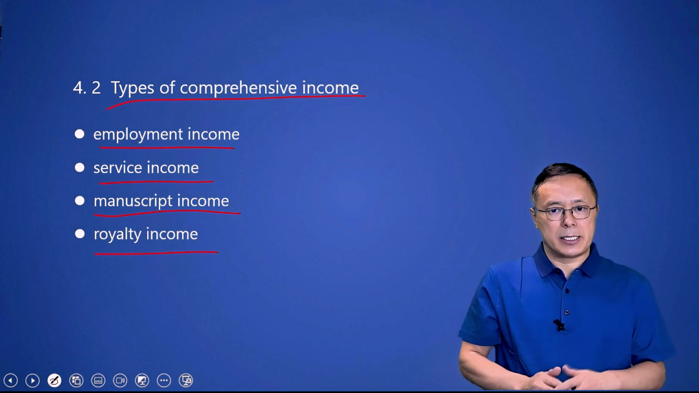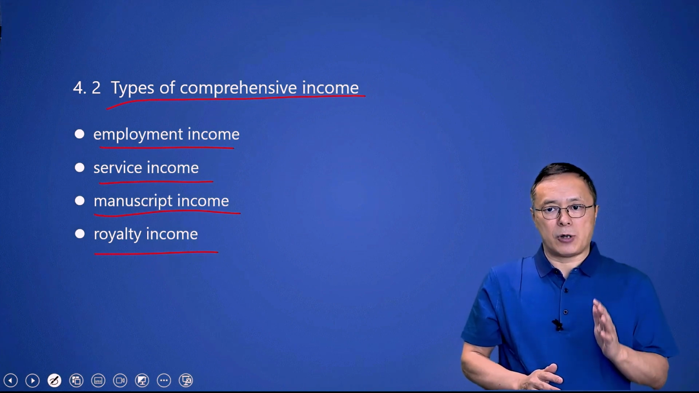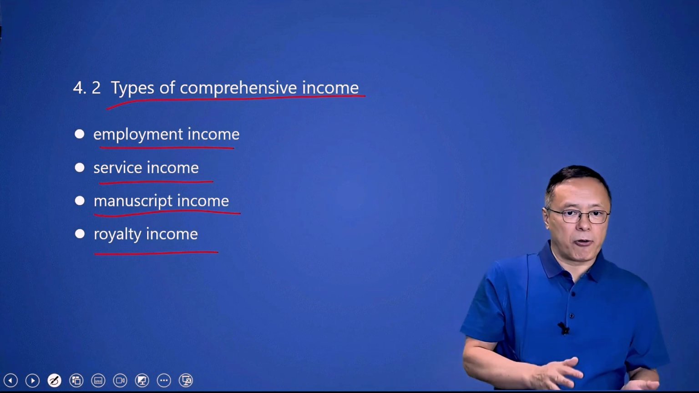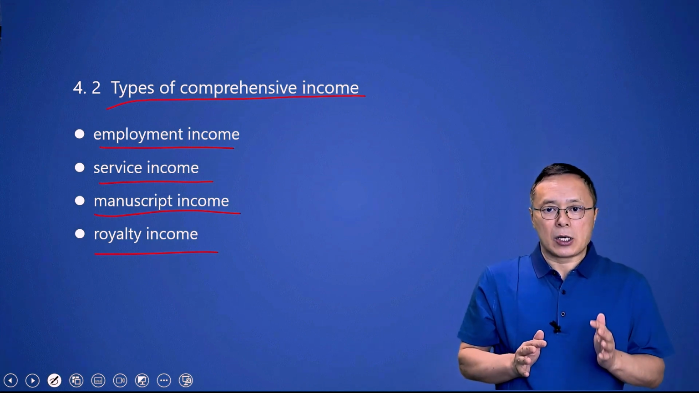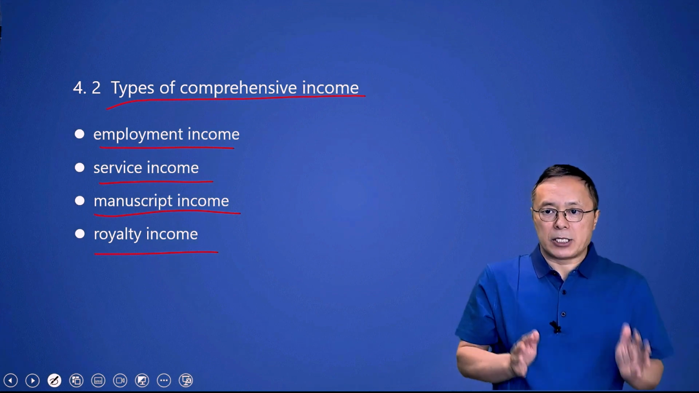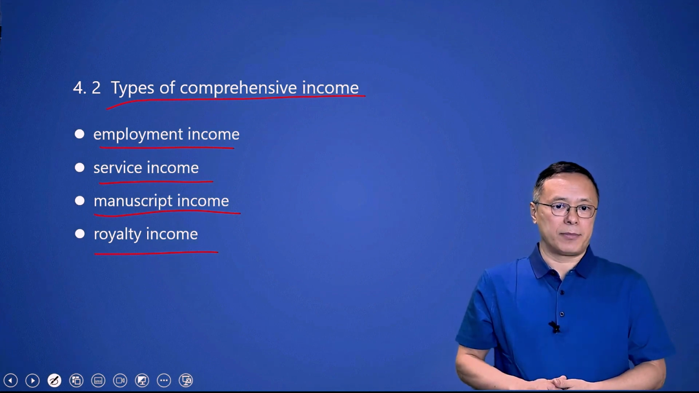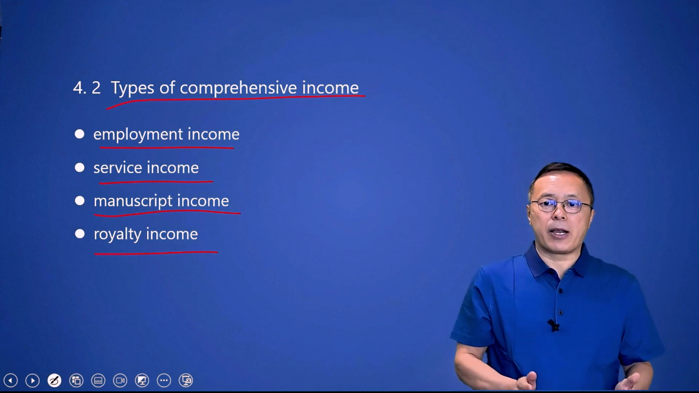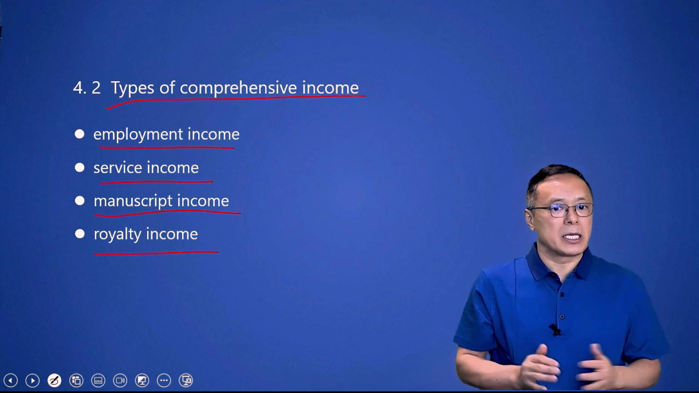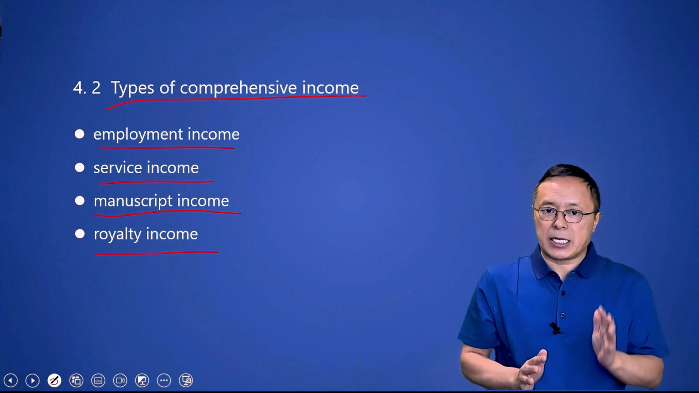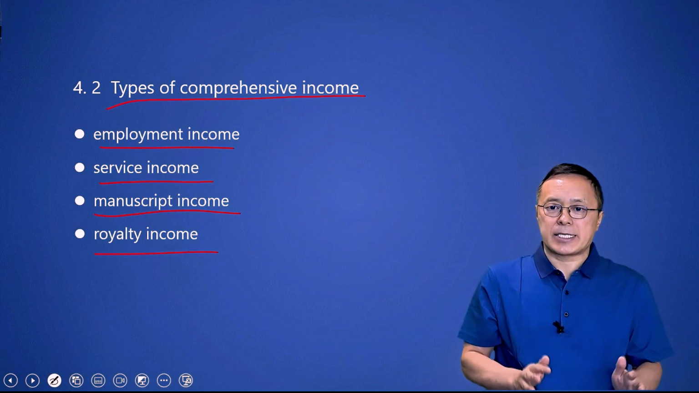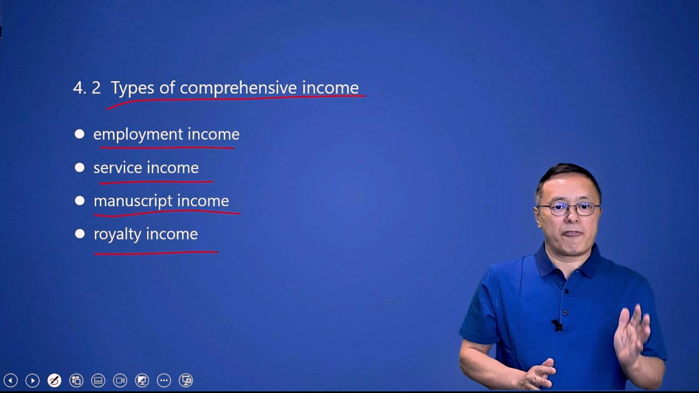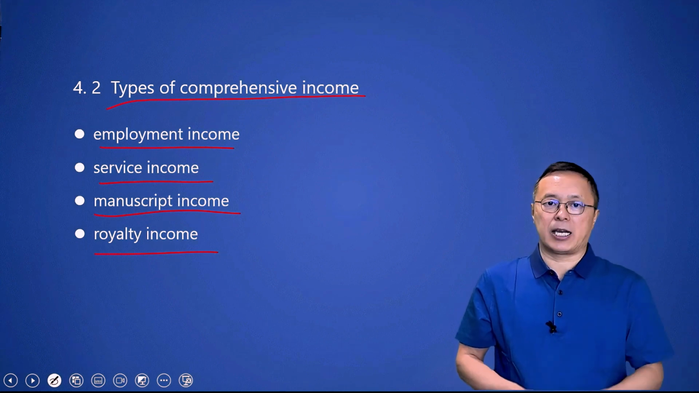Employment income, service income, manuscript income, and royalty income are all labor incomes. These four incomes are included in comprehensive income, consolidated and taxed annually, and then settled annually. By this method, taxpayers who obtain different types of labor income but have roughly the same payment ability are taxed at the same tax rate. So, the tax system is more fair, reasonable, and scientific.